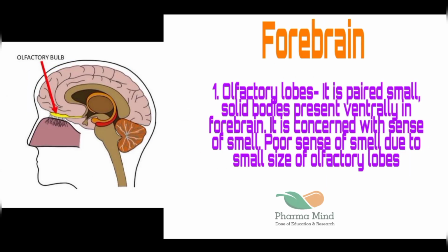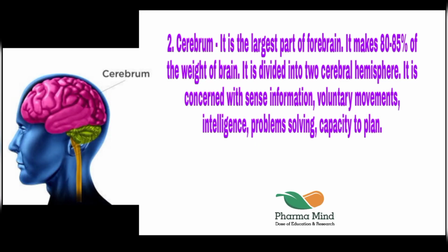Forebrain. First, olfactory lobes. They are paired small solid bodies present ventrally in the forebrain. They are concerned with the sense of smell, which is poor due to the small size of the olfactory lobes. Second, cerebrum. It is the largest part of the brain.